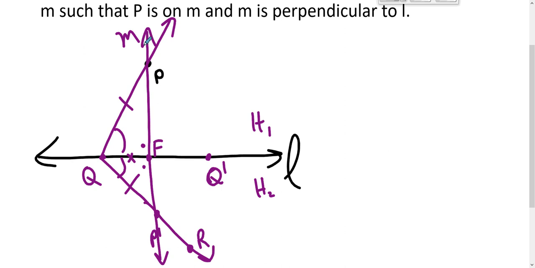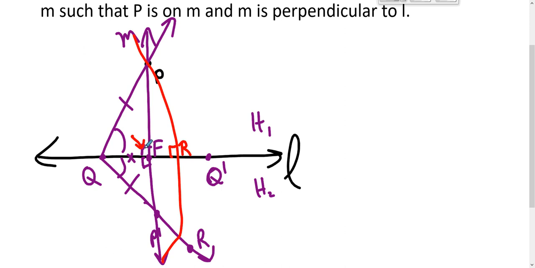So the trick is, why is that unique? Why is this the unique perpendicular? Why can't there be another line that comes through and is perpendicular? Well, if that were the case, if there were another perpendicular line hitting at some other point R, then triangle PRF would have a 90-degree angle here, a right angle here, but then also an exterior angle that was 90 in measure, and you can't do that.